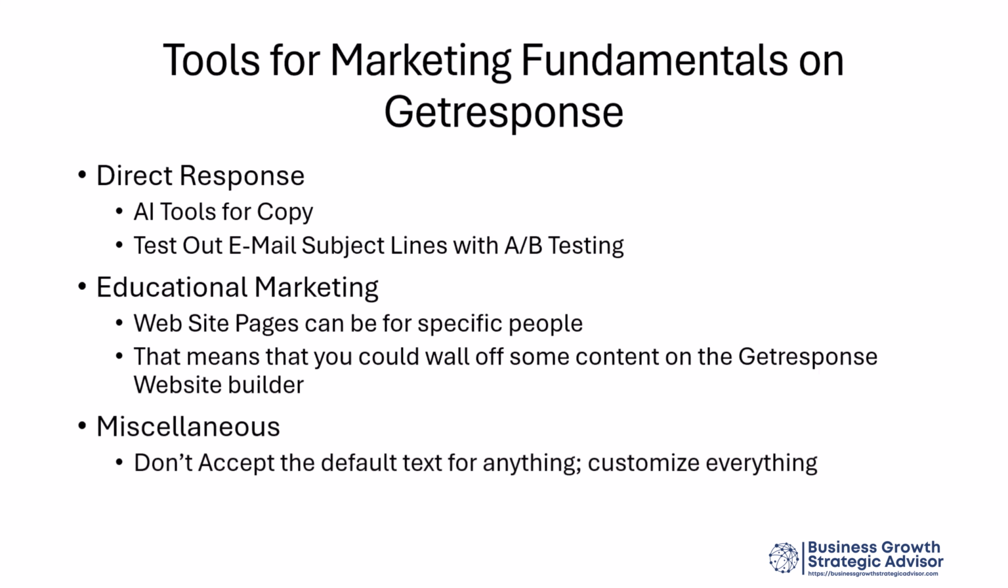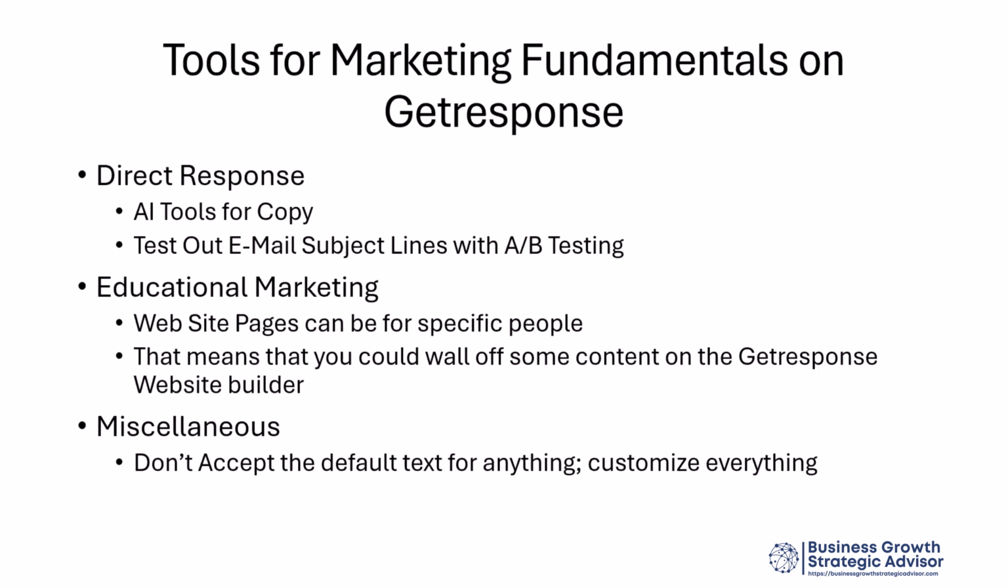Miscellaneous items. GetResponse has been around for a long time, and so you want to be careful about using default text in anything. Anytime that they send out a confirmation email, they will give you the option of being able to customize it. And even if you've got to go to ChatGPT to say, how do I customize this so that it doesn't go to spam, then do that. But don't use the default text for anything. Wherever you get default text in GetResponse, really in any autoresponder, you shouldn't use it. Always make changes when you get the opportunity to customize things.